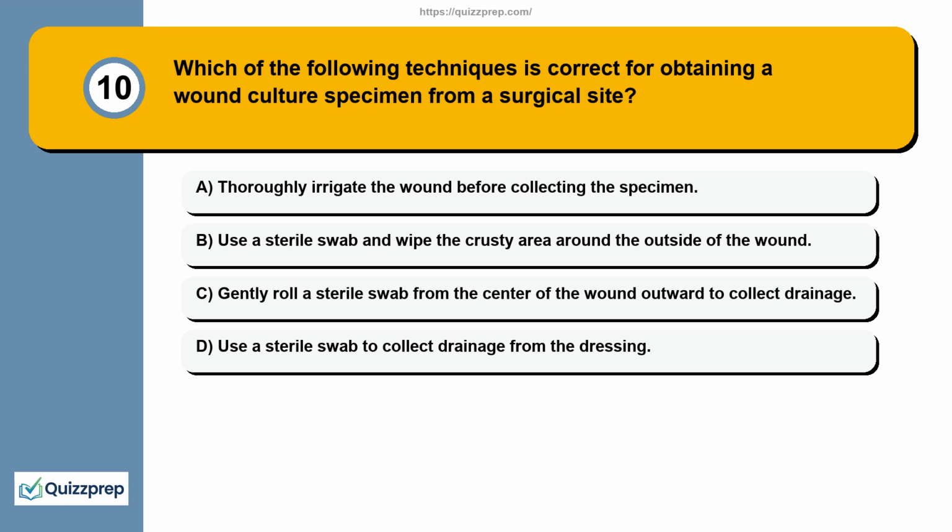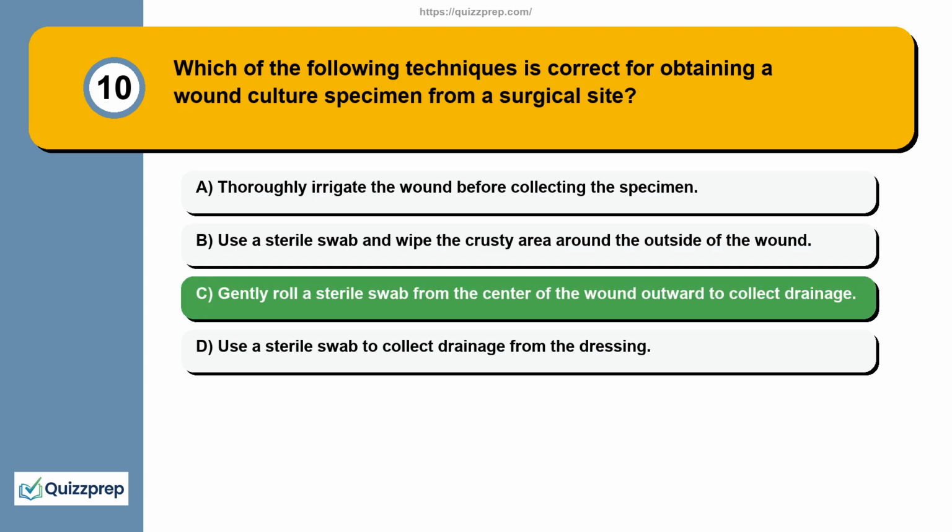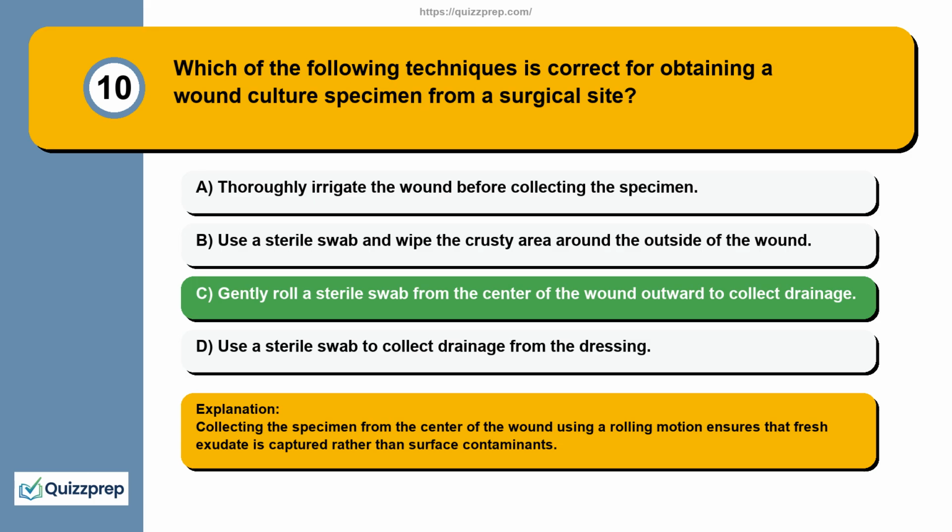Question 10. Which of the following techniques is correct for obtaining a wound culture specimen from a surgical site? Thoroughly irrigate the wound before collecting the specimen. Use a sterile swab and wipe the crusty area around the outside of the wound. Gently roll a sterile swab from the center of the wound outward to collect drainage. Use a sterile swab to collect drainage from the dressing. Collecting the specimen from the center of the wound using a rolling motion ensures that fresh exudate is captured rather than surface contaminants.